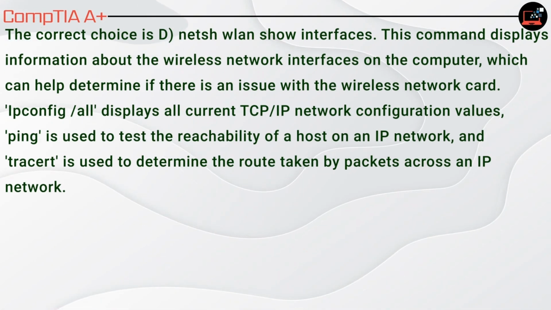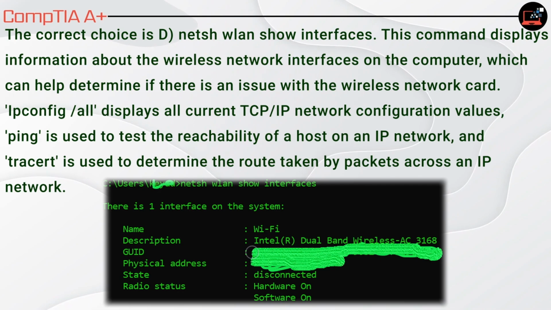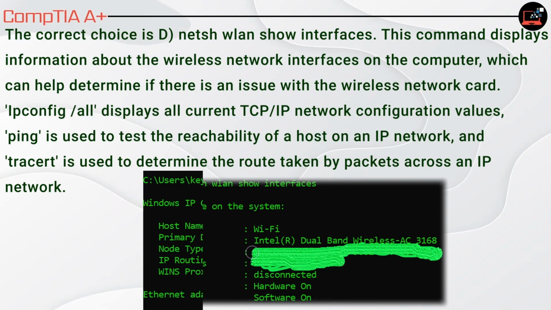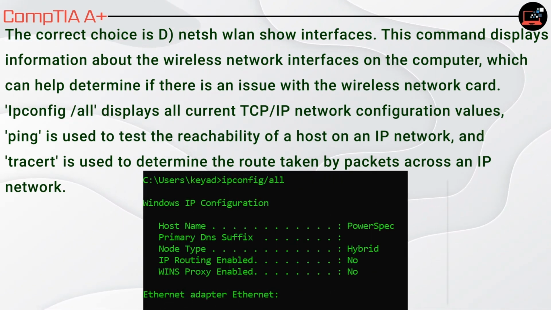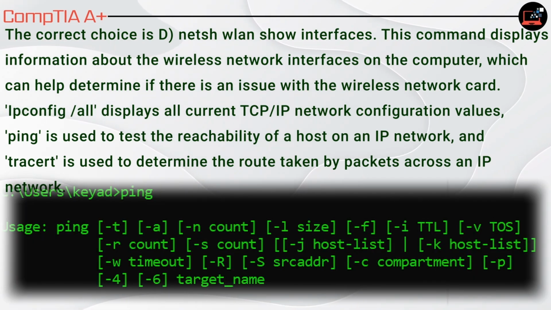The correct choice is D. netsh wlan show interfaces. This command displays information about the wireless network interfaces on the computer, which can help determine if there is an issue with the wireless network card. ipconfig /all displays all current TCP/IP network configuration values. Ping is used to test the reachability of a host on an IP network, and tracert is used to determine the route taken by packets across an IP network.